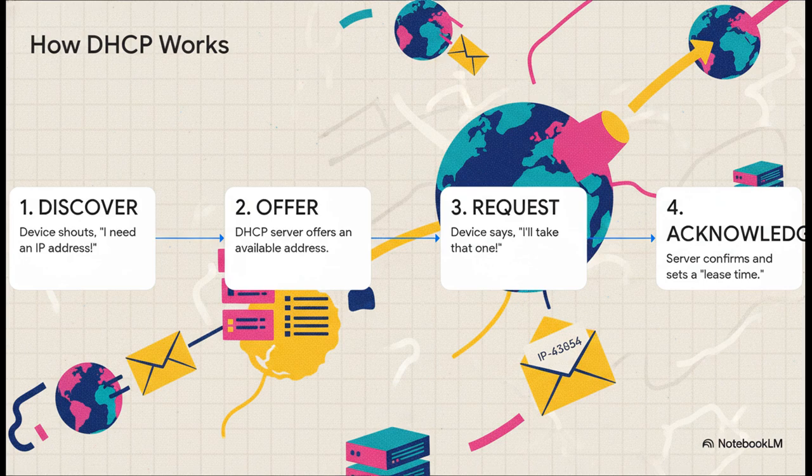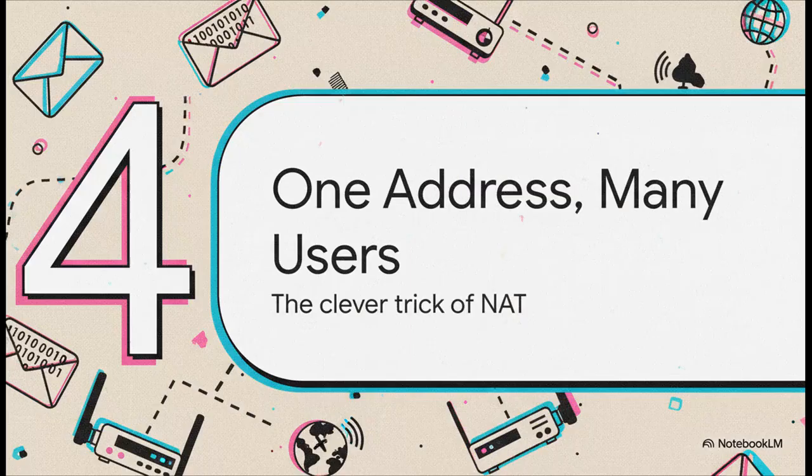When your laptop joins a Wi-Fi network, it just shouts out a discover message. A DHCP server on the network hears it and says, "Hey, I've got an IP address for you." That's the offer. Your laptop says, "Great, I'll take it." That's the request. And the server seals the deal with an acknowledgement. And it even tells you how long you can use it for. It all happens in a flash, automatically, every time you connect. So we've seen how these private IP addresses help save space.